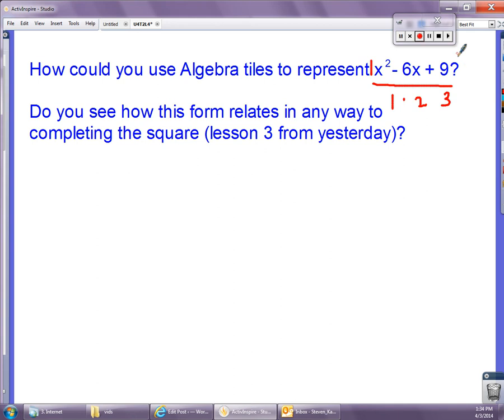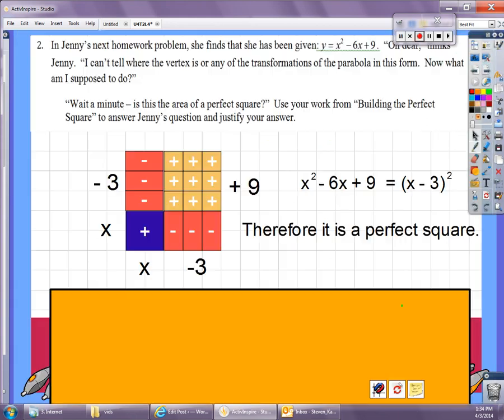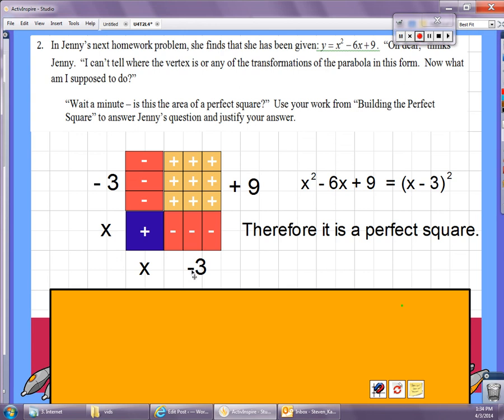This actually is a perfect square. And if you went to go graph it, it would look just like this: x minus 3 times x minus 3. And you can see that when you combine these, they combine to be a perfect square. Here are the 9 positives, here are the 6 negatives, and here's the 1 x squared. And I put them together in a square with one side length as x minus 3 and the other side length x minus 3.